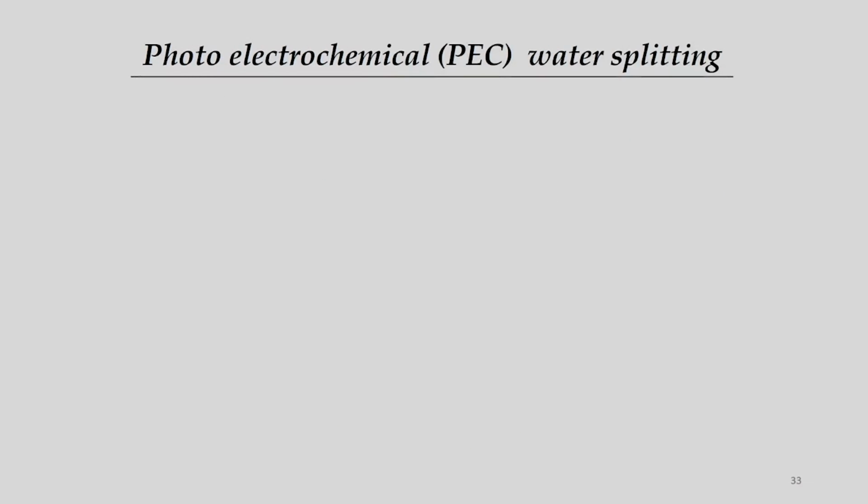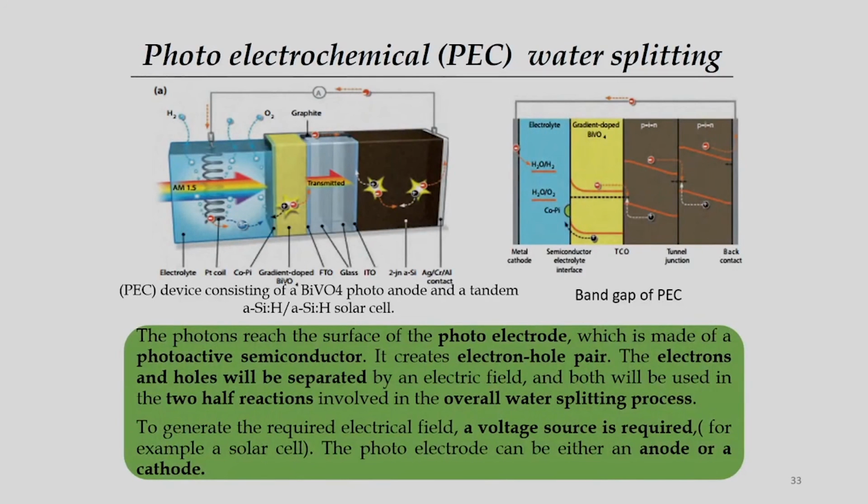And quickly let us learn what is photoelectrochemical water splitting. So the photons reach the surface of the photoelectrode, this is a photoelectrode which is made of a photoactive semiconductor. It creates electron hole pair. The electrons and holes will be separated by an electric field, and both will be used in the two half reactions involved in the overall water splitting process.